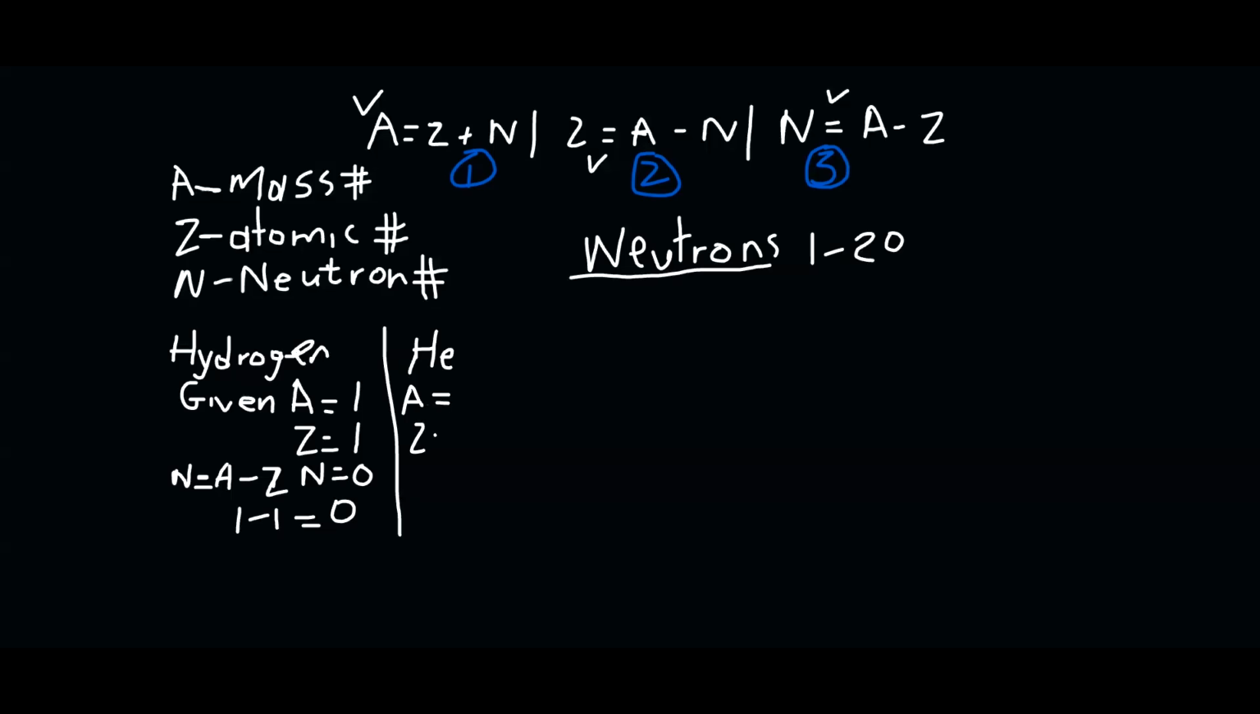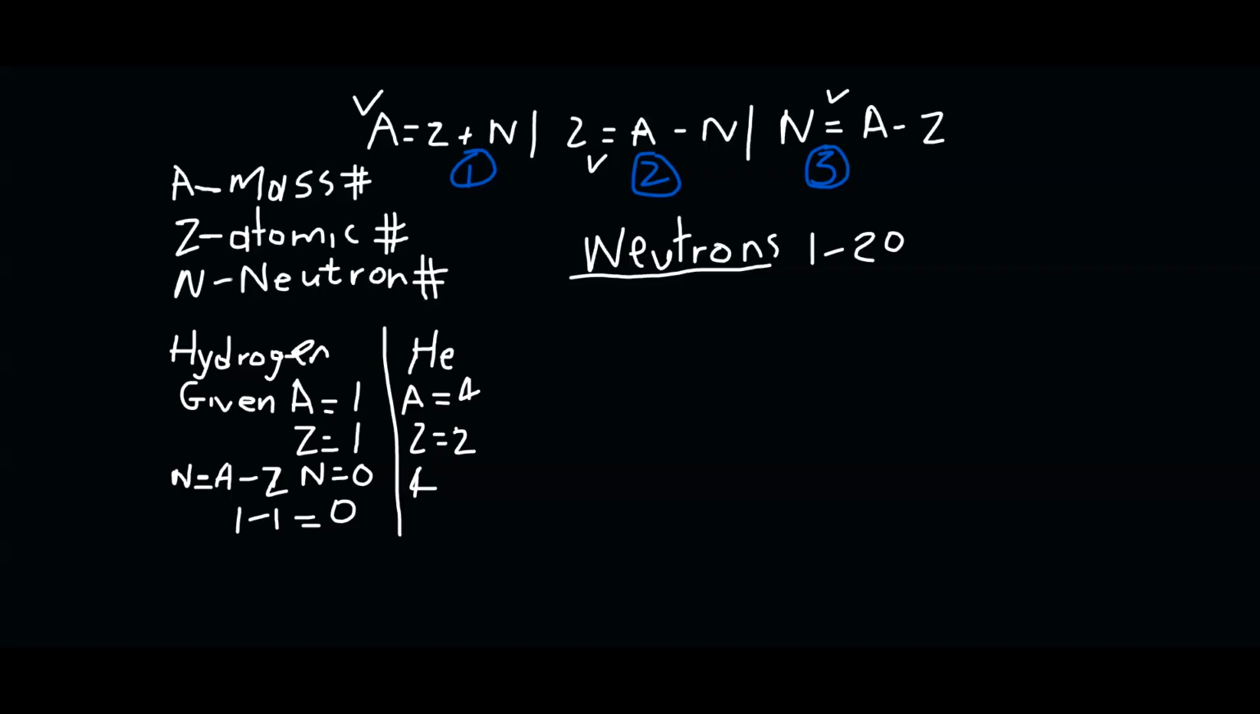And the mass number for helium is? 2. Look back at that again. It's not 2. 4. Yeah, 4. Good. And the atomic number is 2. Right? 2. And then we plug that into the formula, we're going to get what? 4 minus 2. Yeah, good.